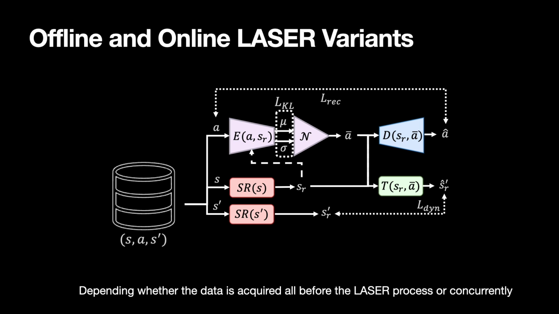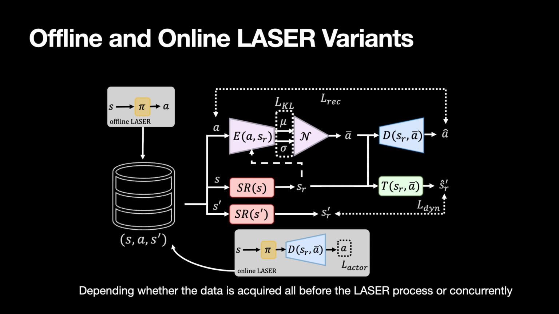We propose two variants of our algorithm, offline and online Laser. In offline learning, we train an RL algorithm to convergence and use it to collect a demonstration dataset. We then train Laser and use the resulting latent action space in subsequent tasks. In online Laser, we interleave policy and representation learning. The latent decoder becomes part of the policy, and we use the actor gradients through the decoder to assist learning.